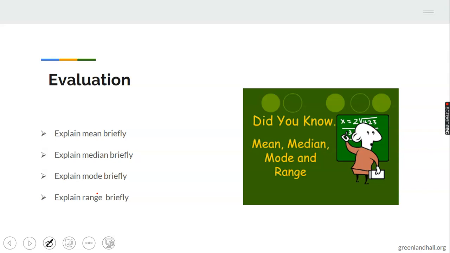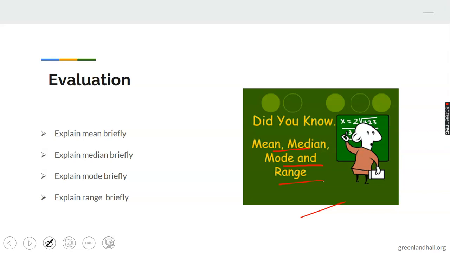Do you know your mean? Do you know your median? Do you know your mode? And do you know your range? Yes, I'm sure every one of us is excited now because we already know our mean, we know our median, we know our mode, and we know how to get our range. Am I very correct? Good.